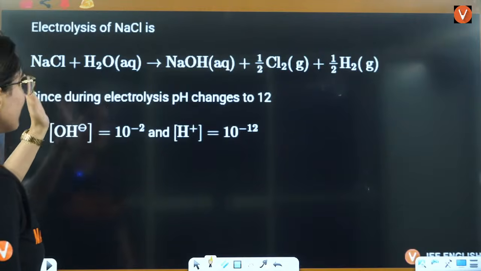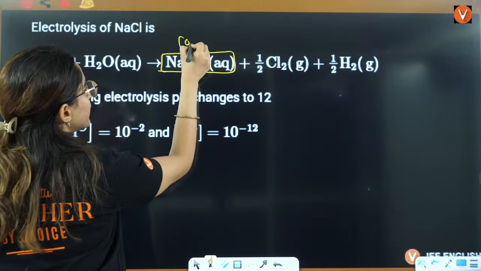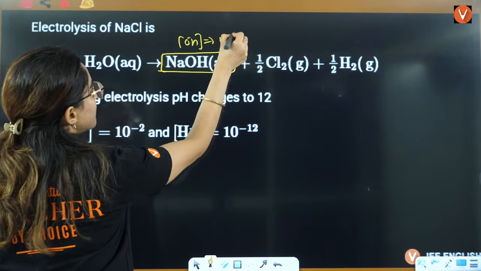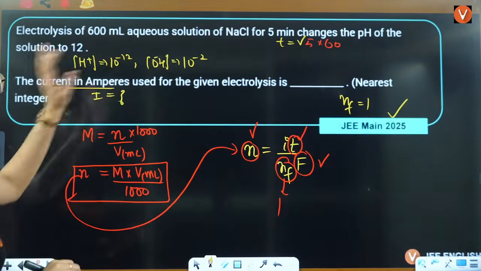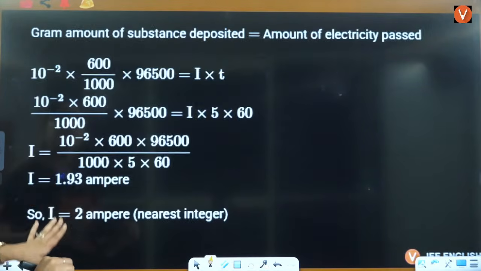Electrolysis of NaCl will give you NaOH. That's why the OH negative concentration we will take as 10 raised to power minus 2. That is given here, right? The concentration of that we have.